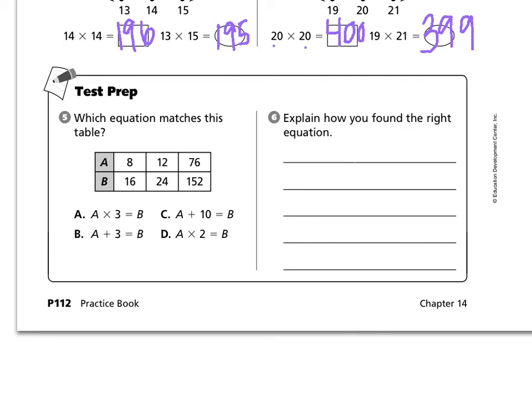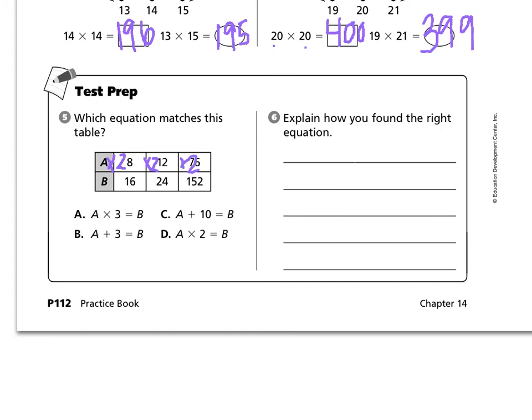Let's look at number 5, test prep. Which equation matches this table? So let's see if we can't find a pattern. You have 8, which turns into 16, and I know that that's going to be doubling 8, which would be times the top. 12 to 24 would be doubling 12, and 76 to 152 is multiplying the 76.